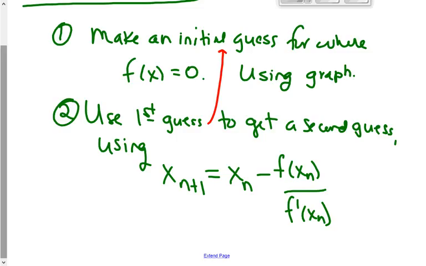Well, solving where the derivative is equal to 0 will give me maxes and mins. It won't give me where the original function crosses the x-axis, which is what I'm looking for. The zeros of the function are where the function crosses the x-axis.